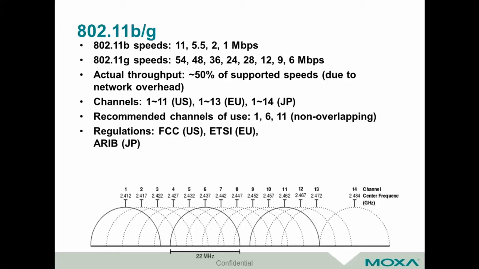Now 802.11b is the slowest. It has a rated bandwidth of only up to about 11 megabits per second. So this is typically only used if you have a device that really doesn't have the ability to go into an 802.11g or an 802.11n network. 802.11g, on the other hand, does have the capability of going up to 54 megabits per second. So it's significantly faster than 802.11b is.